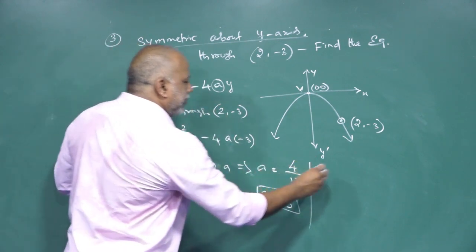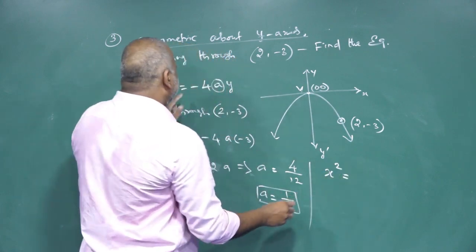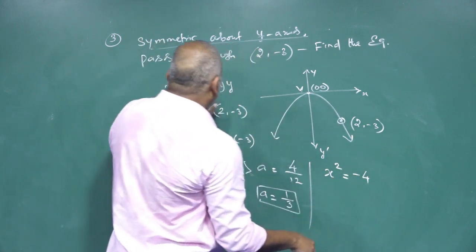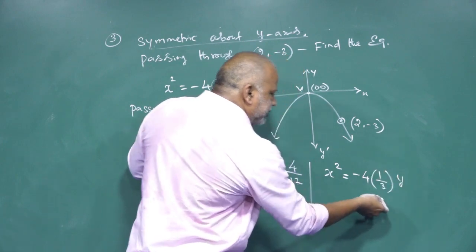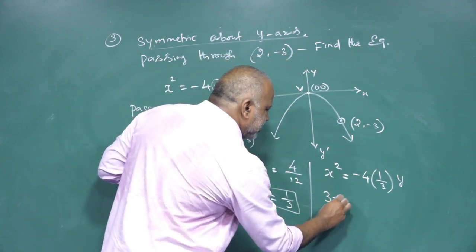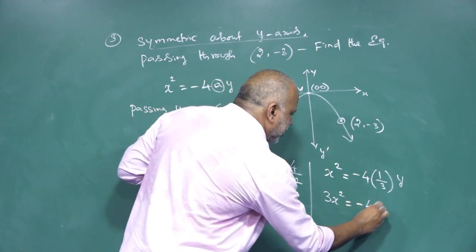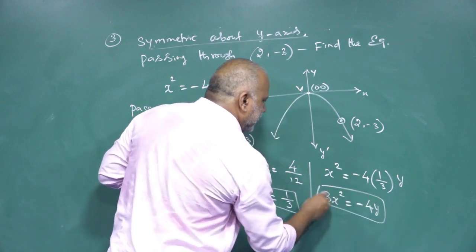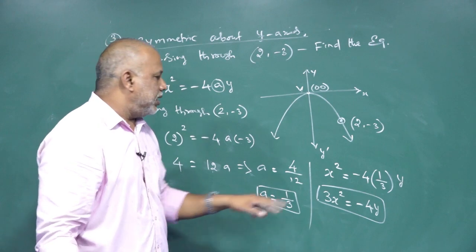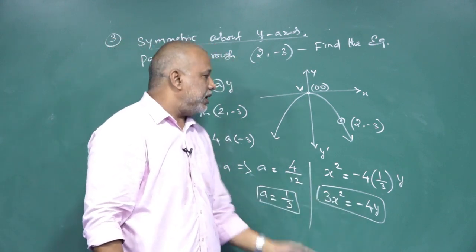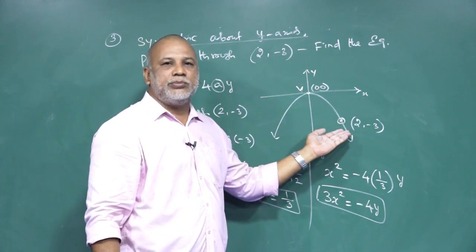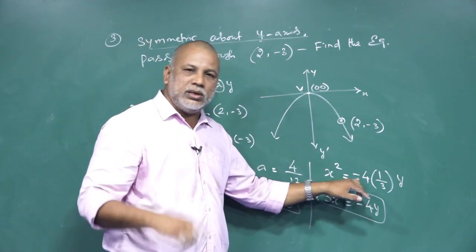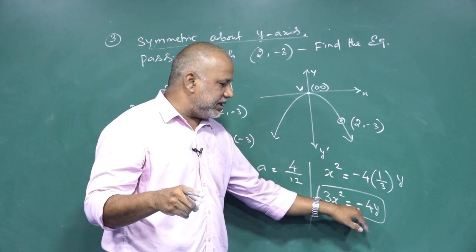Just substitute here: x squared equal to minus 4, the value of a is 1 by 3, y. I can cross multiply this 3. So I can write like this: 3x squared equal to minus 4y. I am cross multiplying this 3. That's all. 3x squared equal to minus 4y. So this type of parabola belongs to the fourth type. Fourth type, x squared equal to negative. So we can get negative.